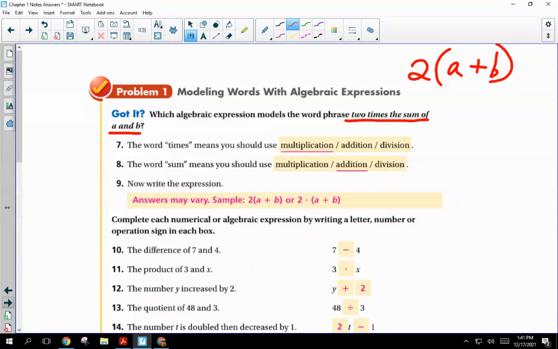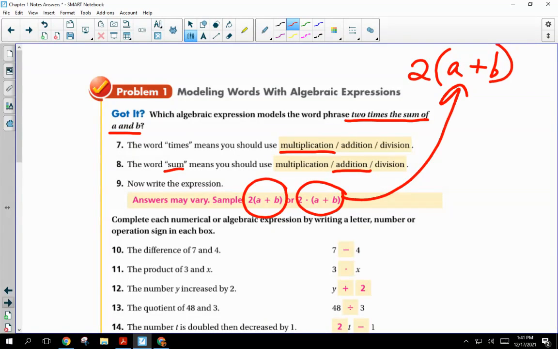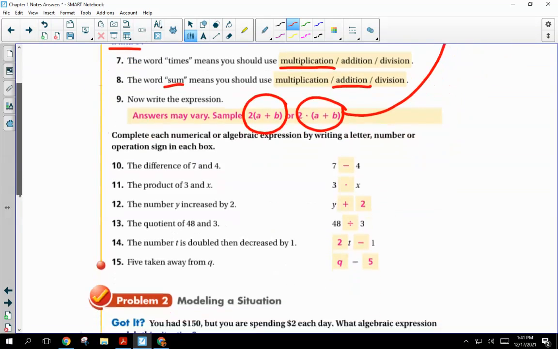The word times means you should multiply. The word sum means addition. So now write the expression 2 times A plus B, or you can write it like this, the same as I did up here. When I see these written out like this, I always just write down what I see and see if it makes sense. So down here, there's more of these.